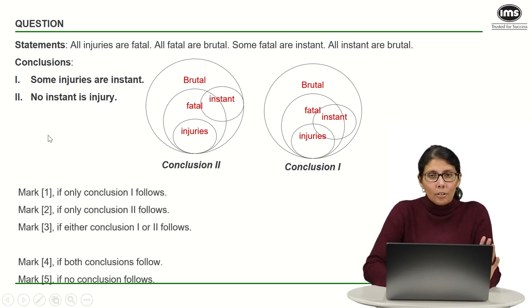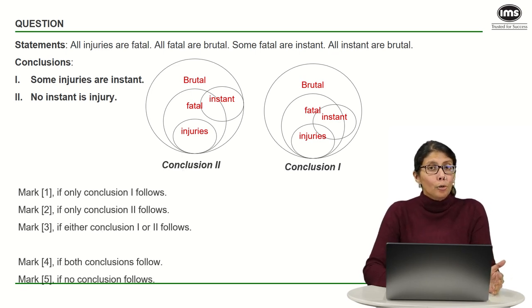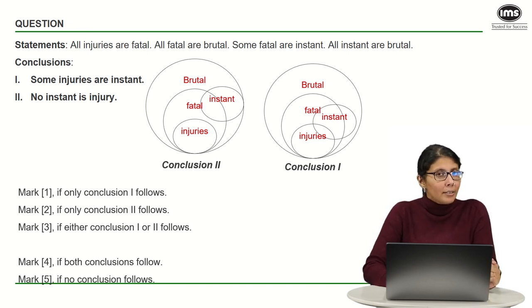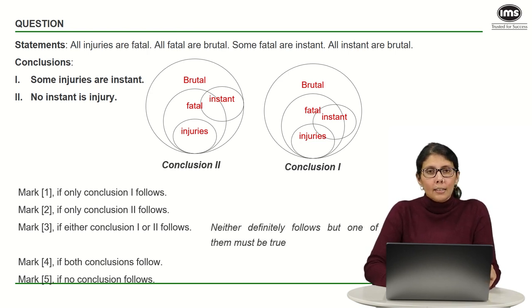When we look at our options, can we say only conclusion 1 follows? No, because it does not follow definitively. We can't be certain about it. Same goes for conclusion 2. We cannot be sure. So, option 1 and 2 are eliminated. Option 3 says either conclusion 1 or 2 follows. What this means is neither definitely follows, but one of them must be true, which is exactly the situation that we have here. Both conclusions follow?